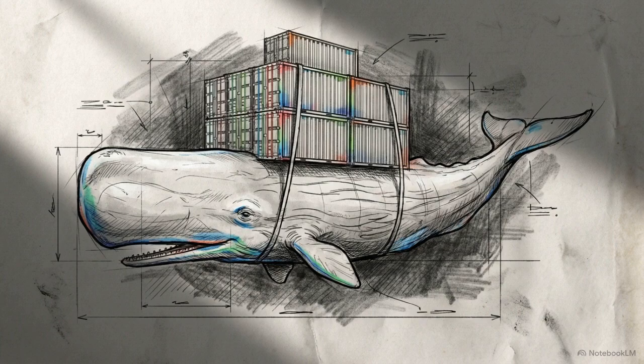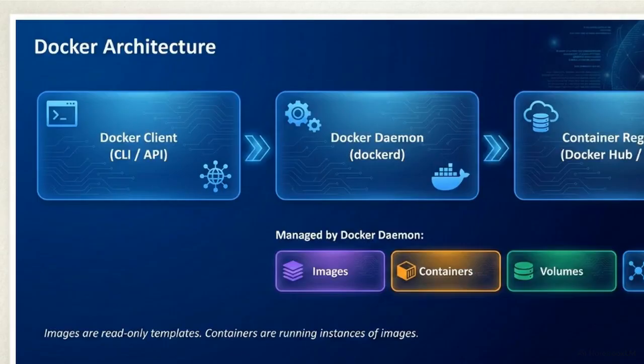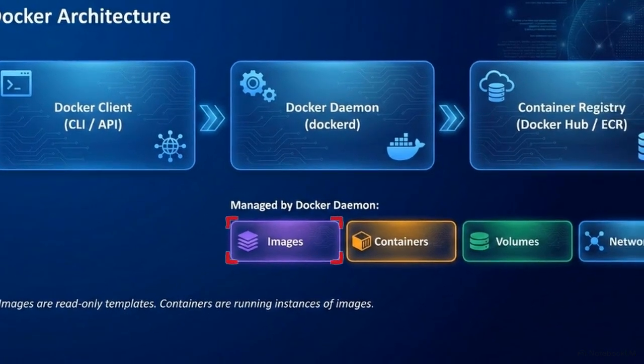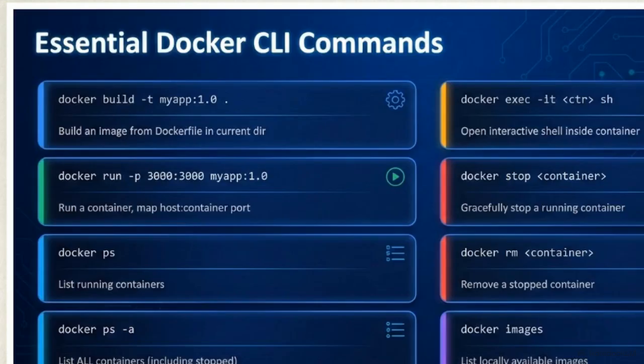This diagram maps the Docker architecture. A developer interacts with the Docker client, sending commands to the Docker daemon, the background process that builds and runs containers. The daemon manages static, read-only images and active, running containers built from those images. Developers control this lifecycle using a basic CLI workflow.